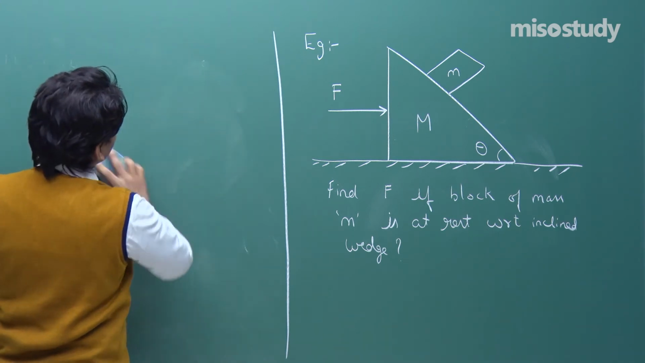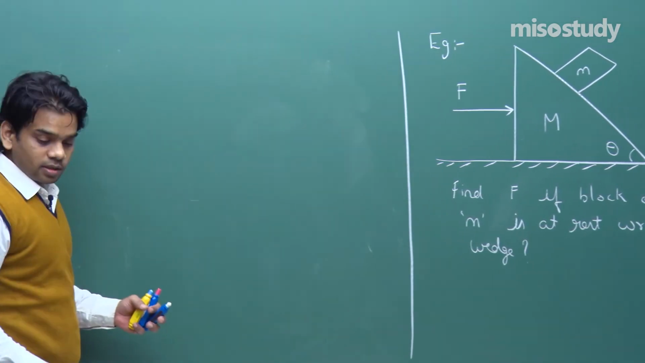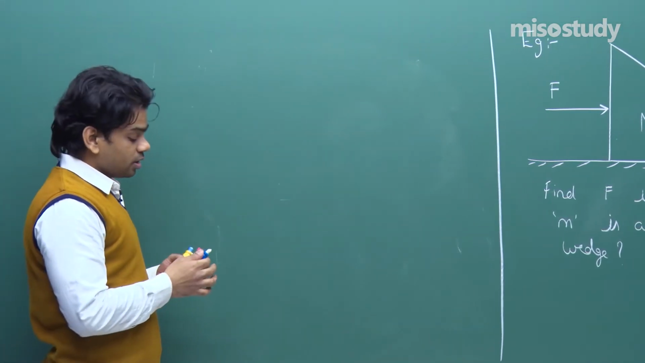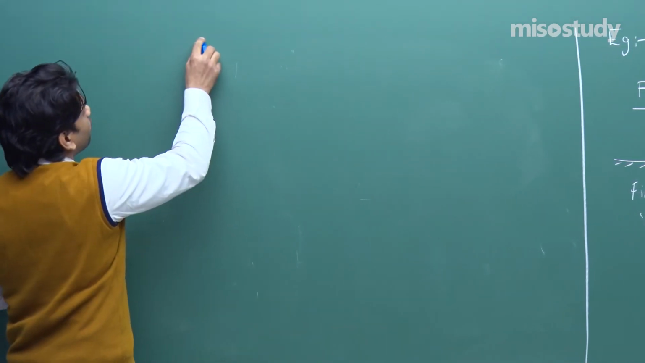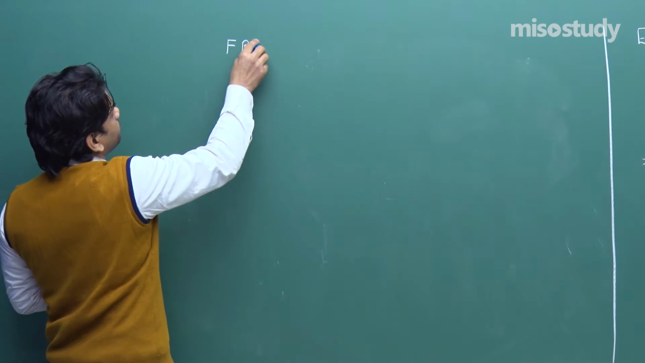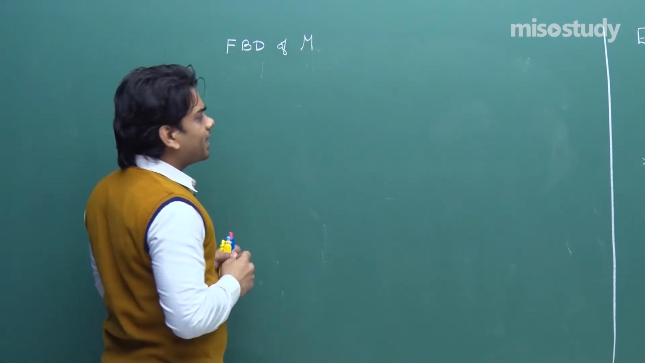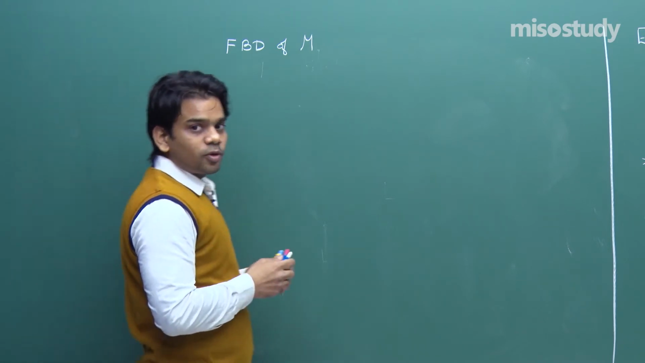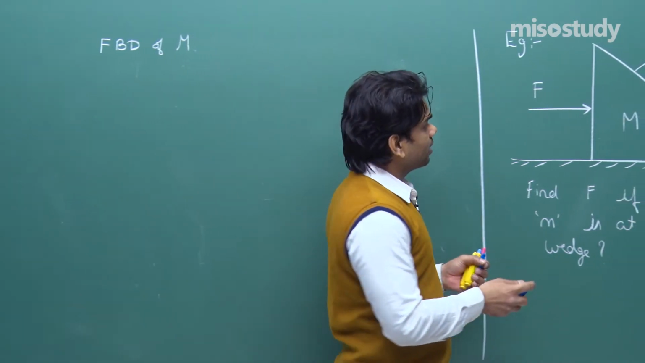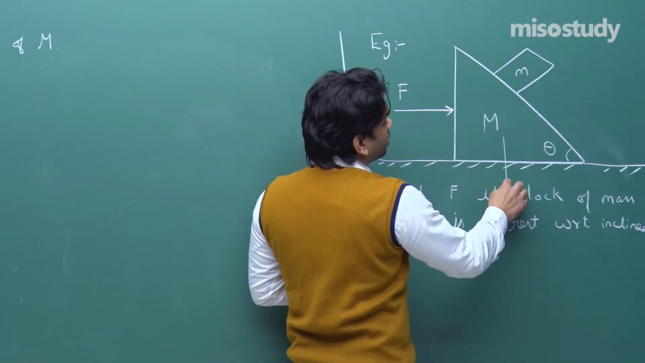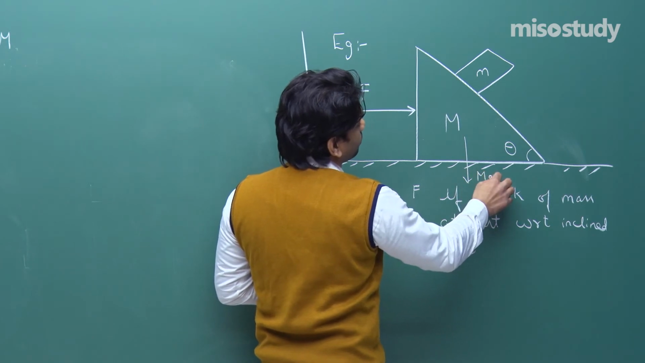You must be seeing the diagram. We are required to find out the force we are applying on capital M, that is on the inclined plane, so that the small m doesn't move. First of all, we will make the free body diagram. On it, the forces that are acting: first of all, its weight acting in the downward direction. I am writing it as capital Mg.